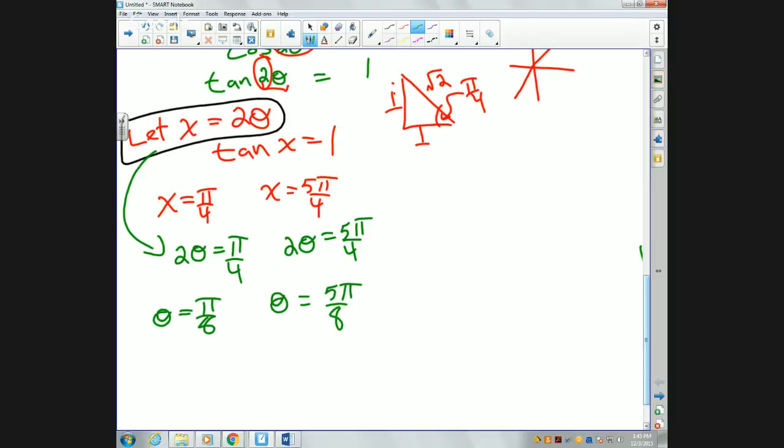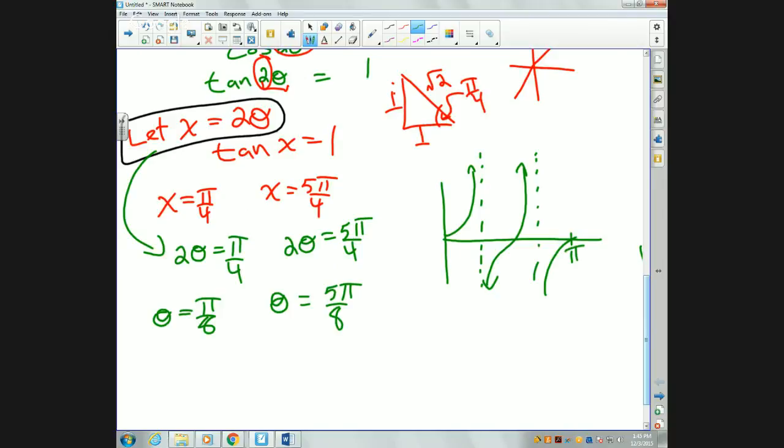So we took the tan graph, which looked like this originally. Actually, forget the original, we don't really need it. This is our compressed graph. It finished at pi. We said that tan was equal to 1 here at pi over 8, and at 5 pi over 8. The question originally asked for answers from 0 to 2 pi, and we gave all of the answers from 0 to pi.